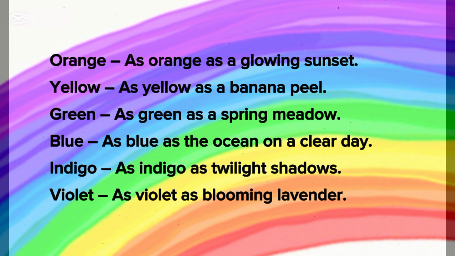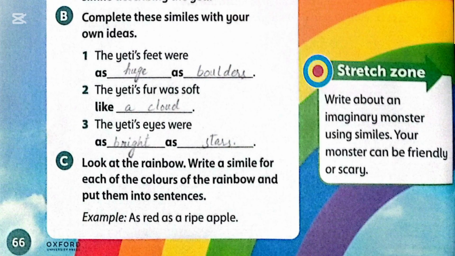Next one is indigo: as indigo as twilight shadows. Last color is violet: as violet as blooming lavender. So these are the sentences that describe the colors of the rainbow.